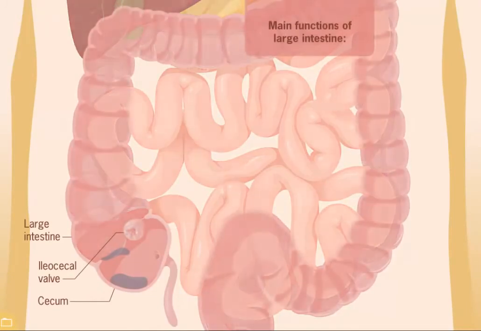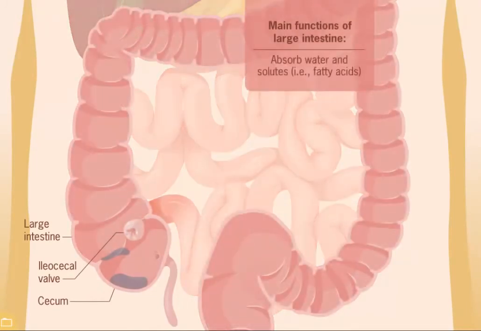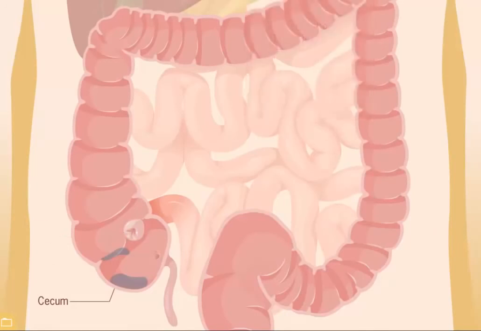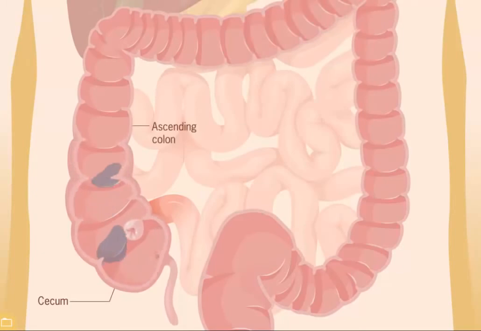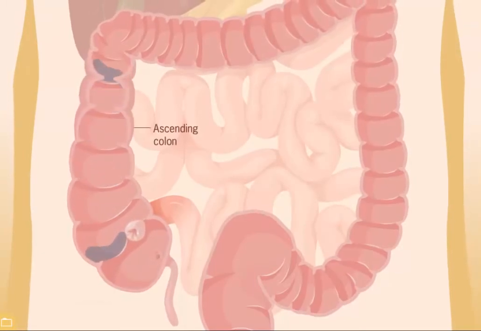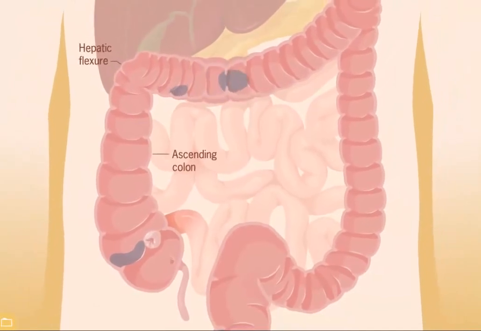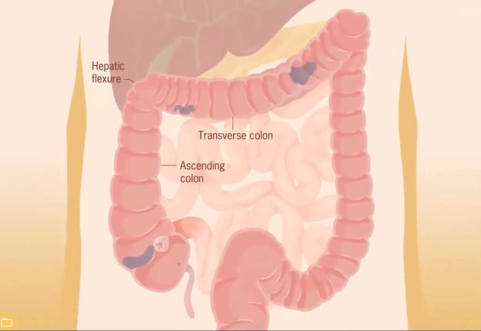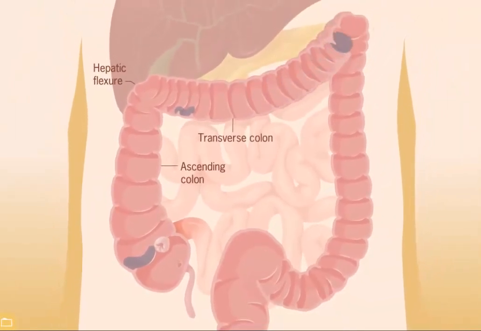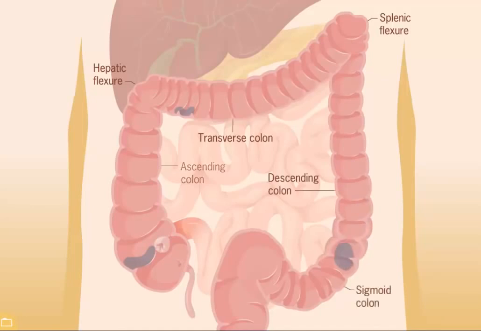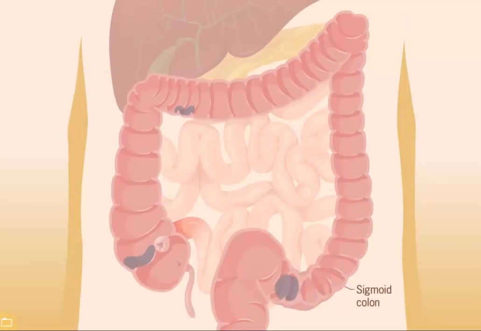The main function of the large intestine is to absorb water and solutes, such as fatty acids, which help concentrate and form the stool. The bolus is pushed by a peristaltic wave up and through the ascending colon, which passes through the first major bend in the colon, the hepatic flexure. The bolus is now pushed through the transverse colon and then travels through the second major bend, the splenic flexure. Then the bolus moves down the descending colon and into the sigmoid colon before entering the rectum.